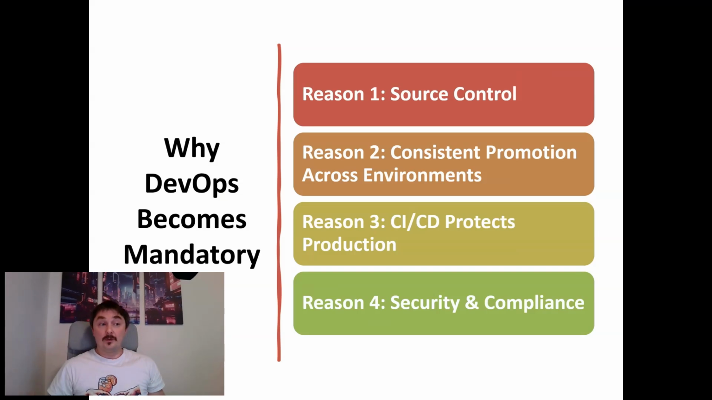Now, why does DevOps become mandatory in this case? Well, first of all, as I said, you will have source control. So because of that, you would be able to roll back if something happens. Next, you have consistent promotion between different environments. And that means that when something works in dev, then you test it in your test environment, and finally you promote it to production, you are pretty confident that it will work as it's supposed to work. And CI/CD, just in general, protects production. You don't deploy to production blindly. You run your automation tests, you run your integration tests, and someone will review those changes before promotion.